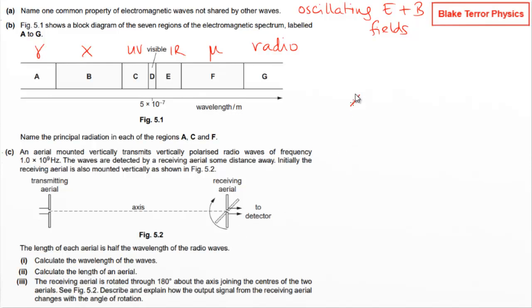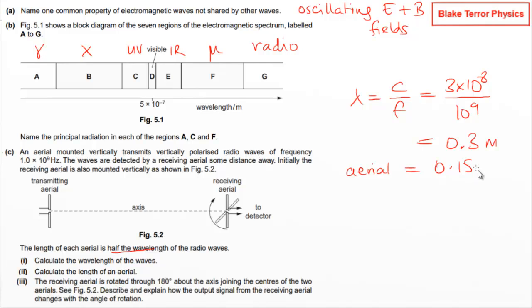Right, so the wavelength is going to be speed over frequency. So we've got 3 times 10 to the 8 divided by 10 to the 9. That gives us 0.3 meters. Calculate the length of the aerial. When I said the length of the aerial is half the wavelength, so aerial length is going to be 0.15 meters. They're not asking for a lot on that one.